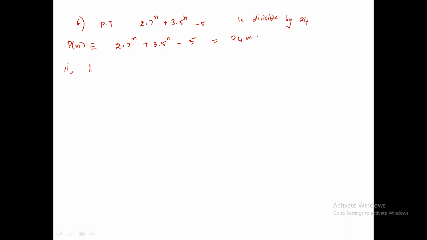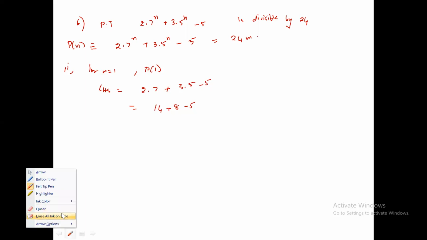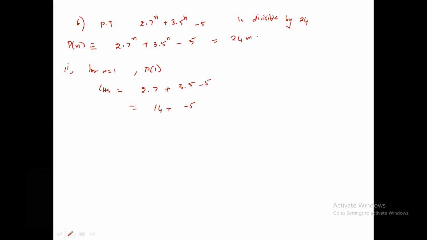Now first one, for n equal to 1, we will take P of 1. We'll take left hand side 2 into 7 power 1, 3 into 5 power 1 minus 5. That is 14 plus 8 minus 5. Sorry, this is not 8, this is 15. 14 plus 15, 29 minus 5, 24. It is multiple of 24. That means P of 1 is true.